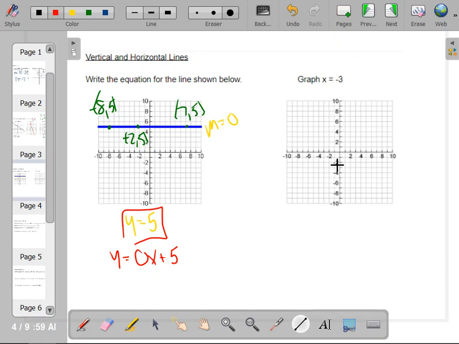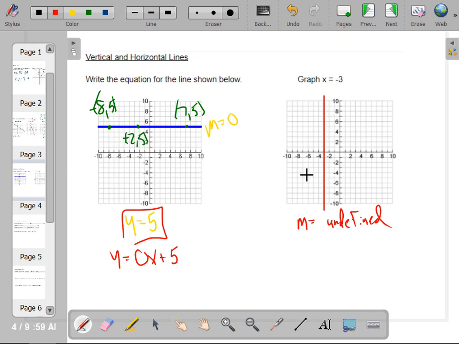Graph x equals -3. So again, here, if x is -3, it doesn't matter what y is, and what ends up happening here is you create a vertical line. X is -3 no matter what. Even if y is 8 or y is 6 or y is -8, x is still -3. So that's the equation of a vertical line, and the slope of that is undefined.